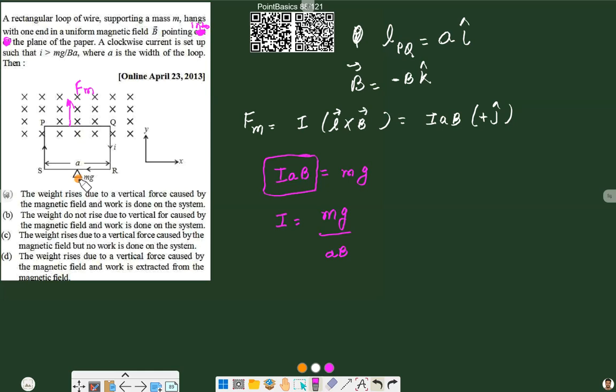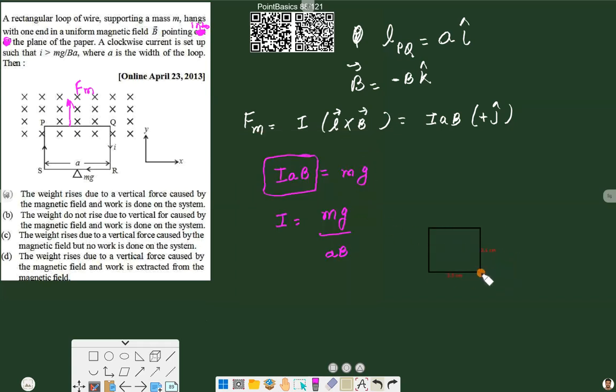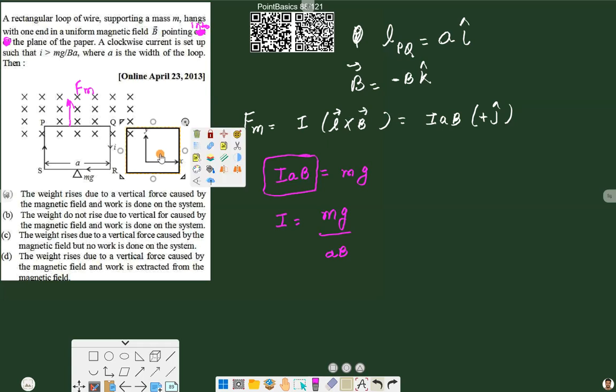Weight will keep on rising because mg is already constant, and until this loop enters the magnetic field, it will keep on rising. It will stop only after this loop reaches completely inside the magnetic field. Let me draw a loop here. Suppose this is our loop, at this position. As we can see, the magnetic force is acting upward on this loop and downward mg is constant, so we will have a net upward force.